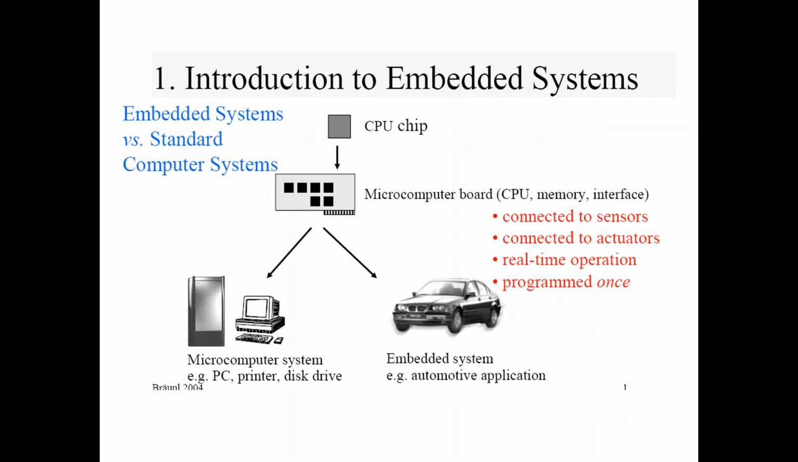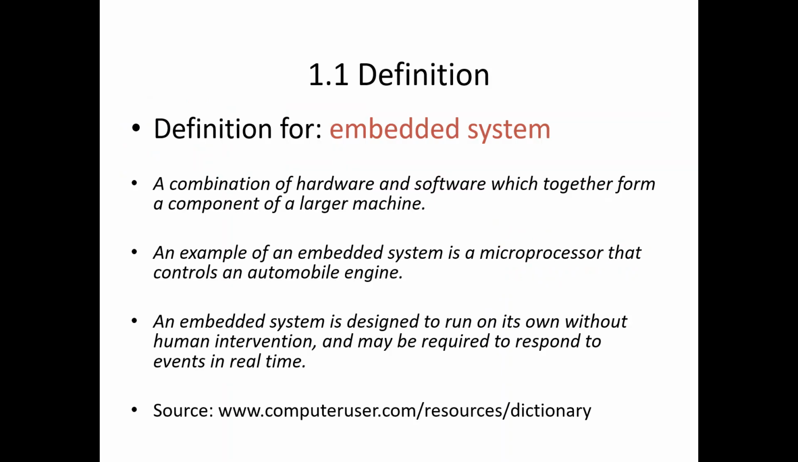In here, you can see the illustration about embedded systems versus the standard computer systems. So we have here the CPU chip, and of course the microcomputer board that contains the CPU, the memory, and the interface, connected to the sensors, connected to actuators, real-time operation, and program once. So under the microcomputer board, we have the microcomputer system, example of which is the PC, printer, and disk drive. And of course, embedded system, example of which is the automotive application.